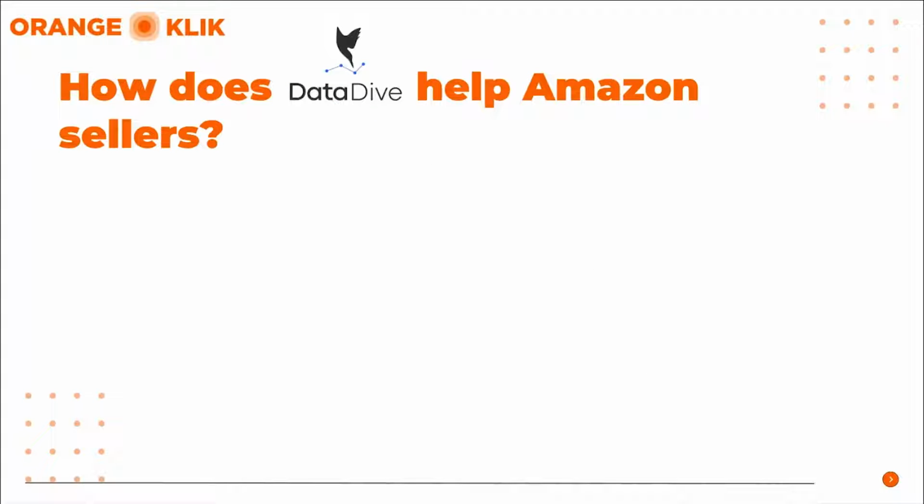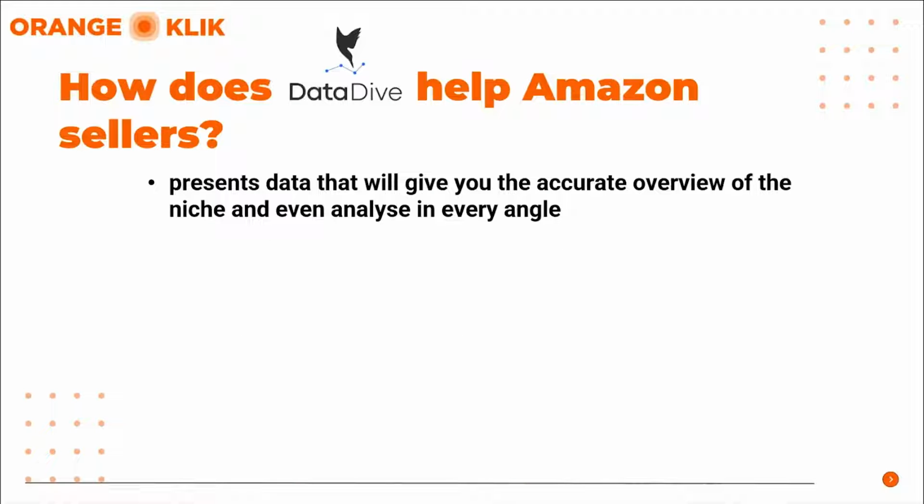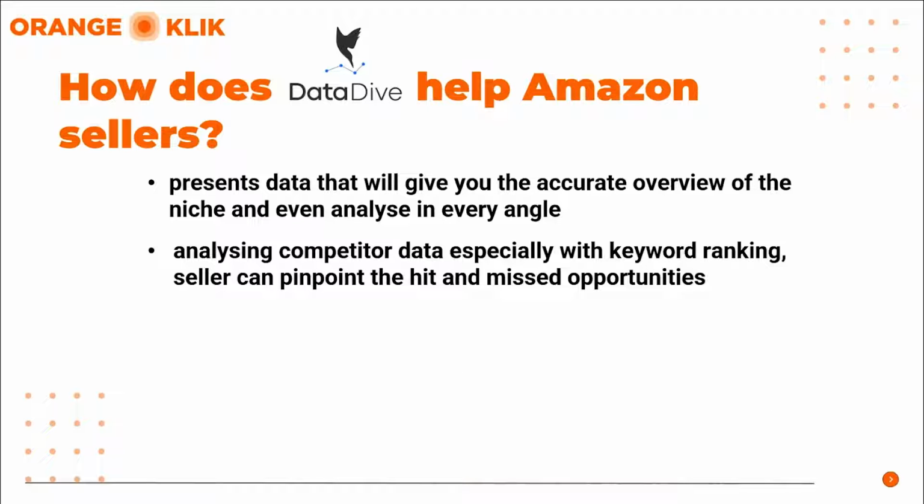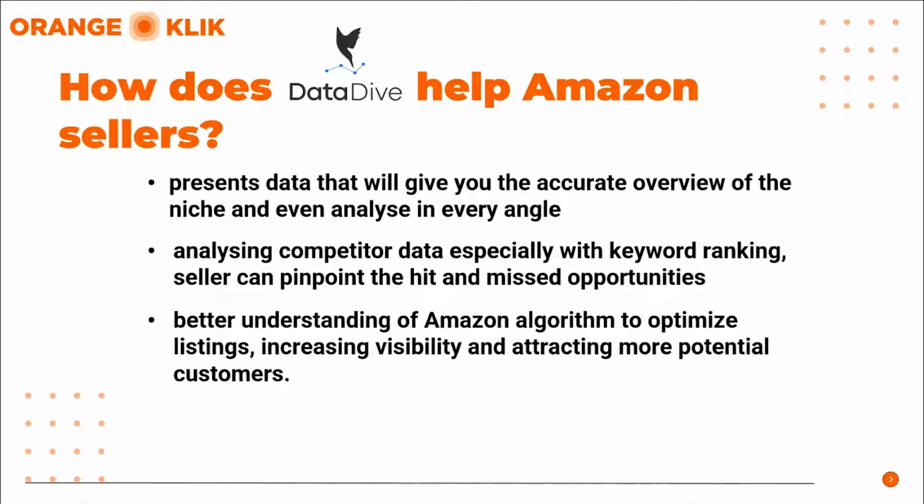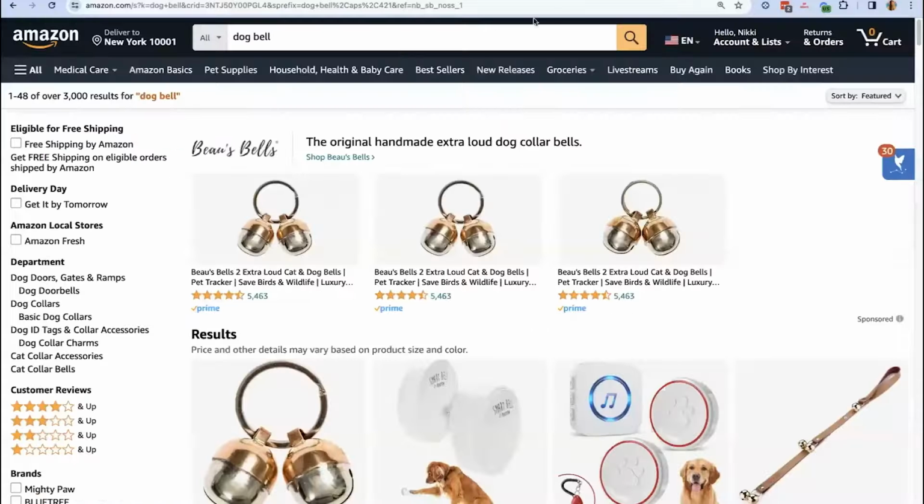DataDive does all this for you, but with more organized and better presented data, in a way that will let you see the whole picture of your niche from so many angles. By analyzing competitor keyword rankings and the hits and missed opportunities of your direct competitors on a root keyword, you as a seller can gain valuable insights into customer preferences through how they phrase or type what they need in the Amazon search bar, and their purchasing behavior. Additionally, a comprehensive understanding of Amazon's algorithms and ranking factors enables sellers to optimize their product listings, increasing visibility and attracting more potential customers. Let us start product research by entering your main or root keyword on Amazon.